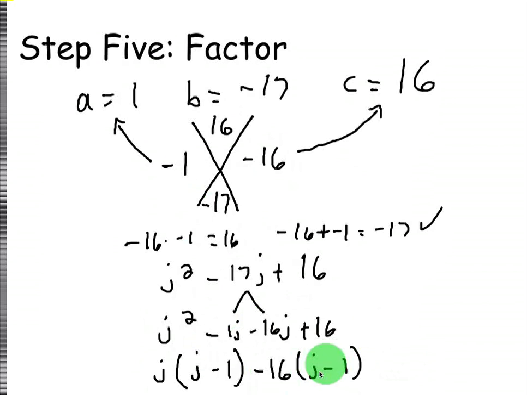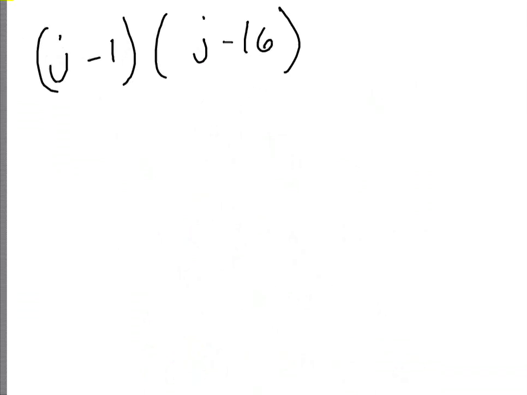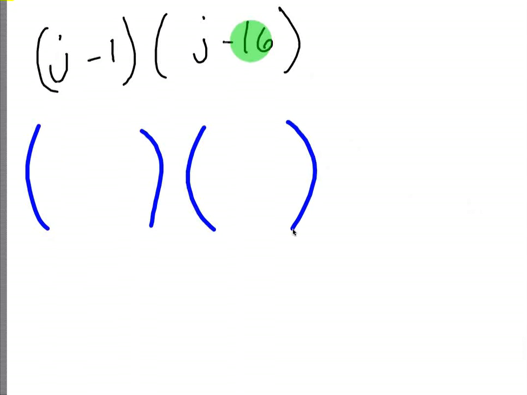Can anybody tell me what the final factoring would be based on this right here? J minus 1, j minus 16. Right. I'll give you guys a second. Okay, so there's your final answer. Like you guys said, j minus 1, j minus 16. That's not the final answer because what did we say j was? Yeah, so basically, once you finally factor it, you can just replace the j with x squared. That's it.